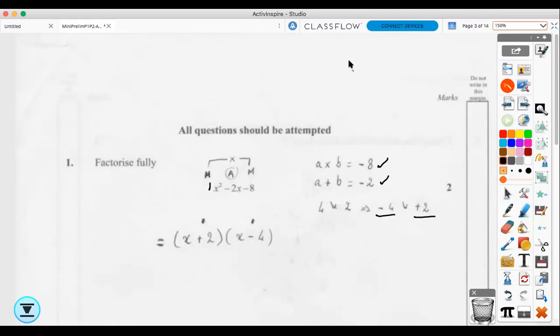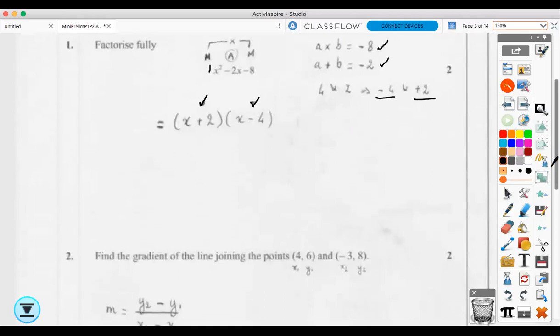So negative 4 and plus 2 were your two numbers, and you just write them: x plus 2 and then x minus 4. So 1 mark for this. Whenever you're going to see a dot, it's just a mark. So if you gave me negative 4, you would get 1. If you gave me plus 2 on its own, you would get 1. And then both written, you get your 2 marks. I think most of the students got that one okay.